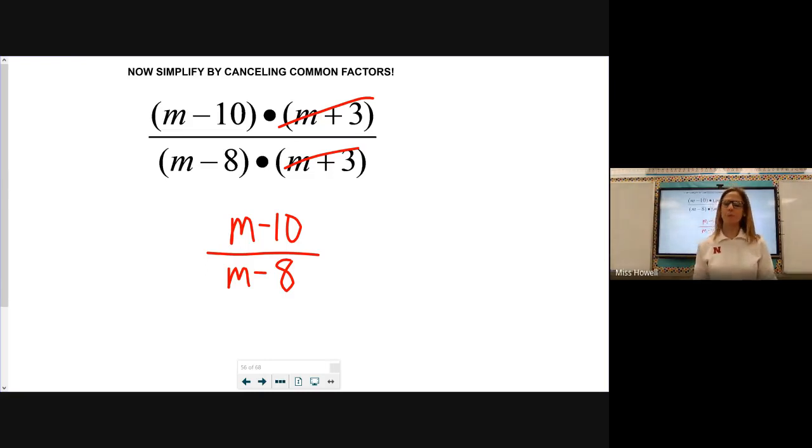Please do not think that you can cancel your m's here. You cannot. And please do not think you can simplify like 10 over 8. You cannot, because this is one big factor. This is one big factor. You can't simplify individual terms. You can only simplify entire factors, so be careful there.